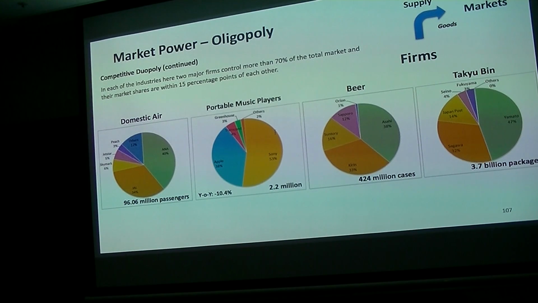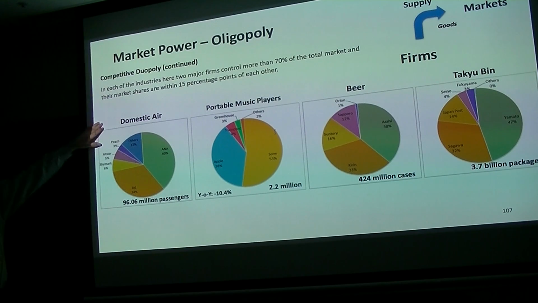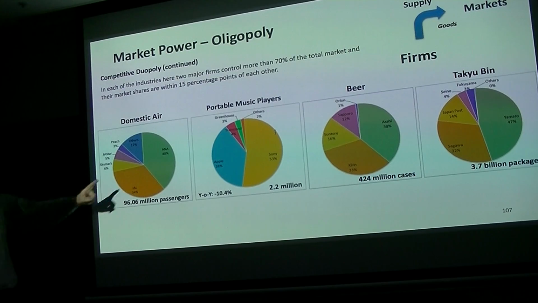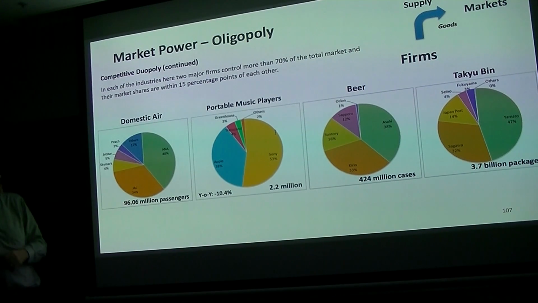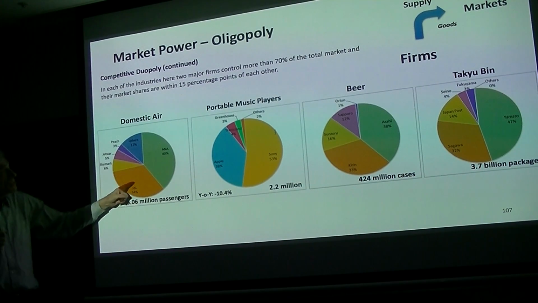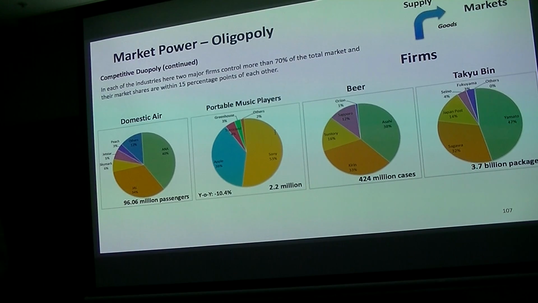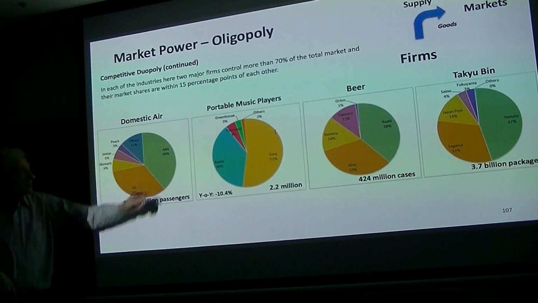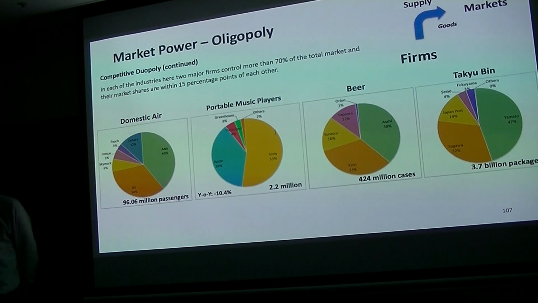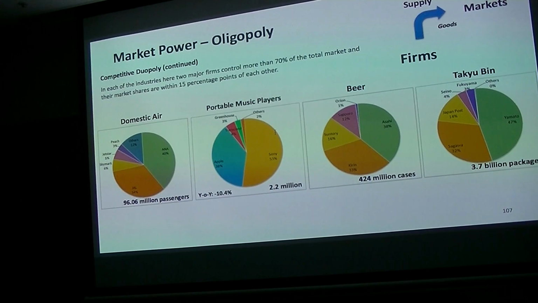The domestic air market. If you look at all these industries, it's just industries all over the place. This is what I call, again, competitive duopoly. That's where two major firms control more than 70% of the market share, but they're within 15 percentage points of each other. So I call that quite competitive. And so in domestic air, JAL and ANA are quite competitive.